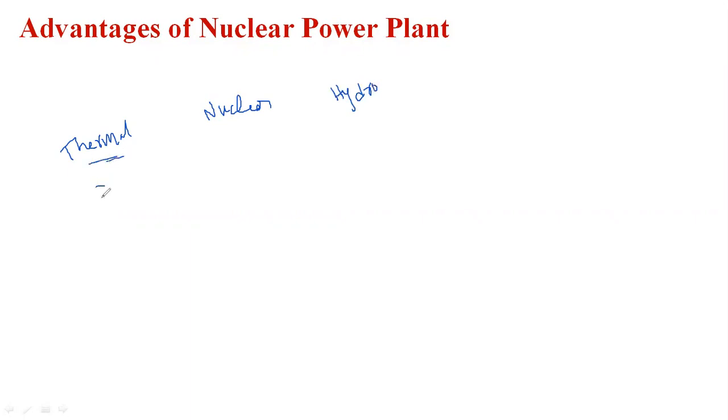Now, in the thermal power plant, the fuel we are using to generate the power is coal. In the nuclear power plant, the fuel we are using is uranium, thorium, and plutonium. But mostly preferred is uranium, that is uranium 235. In the hydro power plant, the power is generated with the help of water. The diesel power plant uses diesel or petrol, and the gas power plant uses natural gas.